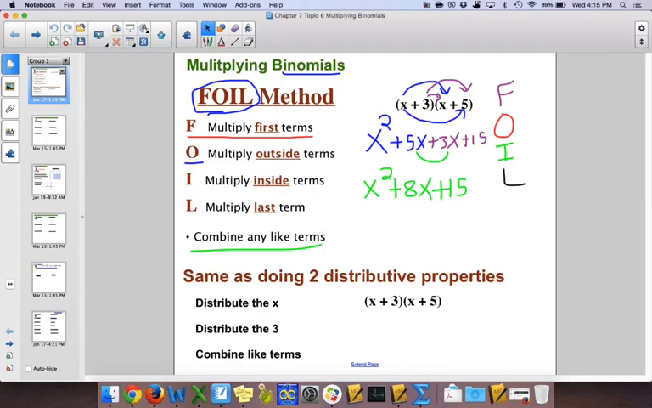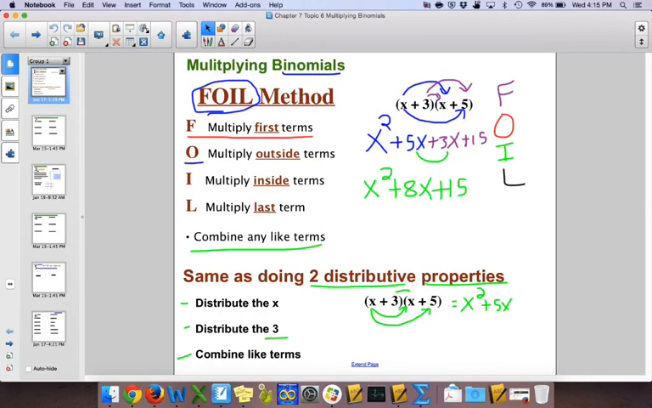Now it's done. If you think about what FOIL really is, it's the same as doing two distributive properties. So if we follow the little steps here, it says distribute the x. That's like doing the F and the O at the same time, first and the outer. So distributing the x here would give us x squared, x times x, and then x times 5 would be plus 5x. Then distribute the 3.